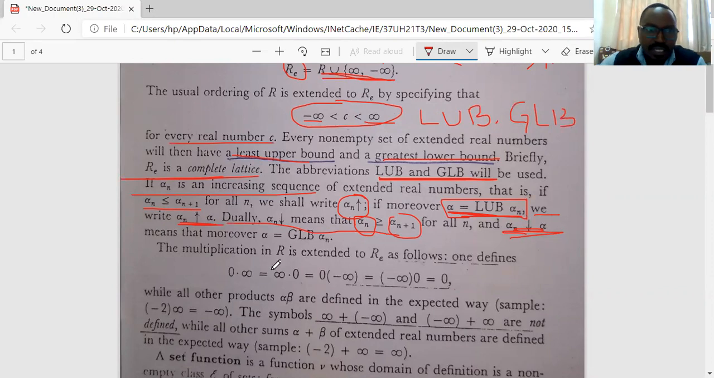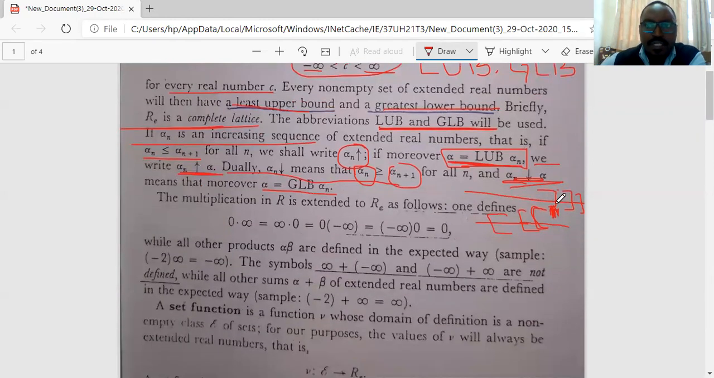Upward means increasing. Moreover, this will be defined to be the greatest lower bound. Because when you go to the lower bounds, you have the greatest of them. There are many lower bounds, but the greatest of them is this one. But on the least upper bound, there are many upper bounds, but the least of them is this one. So we can talk of supremum and infimum. This is the supremum, this is the infimum.